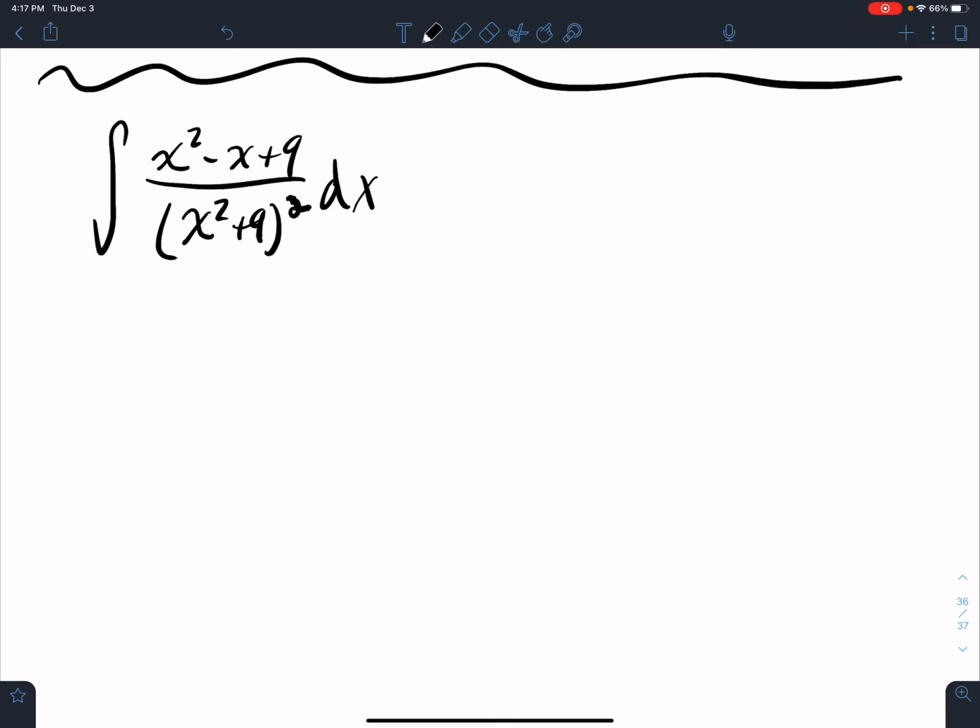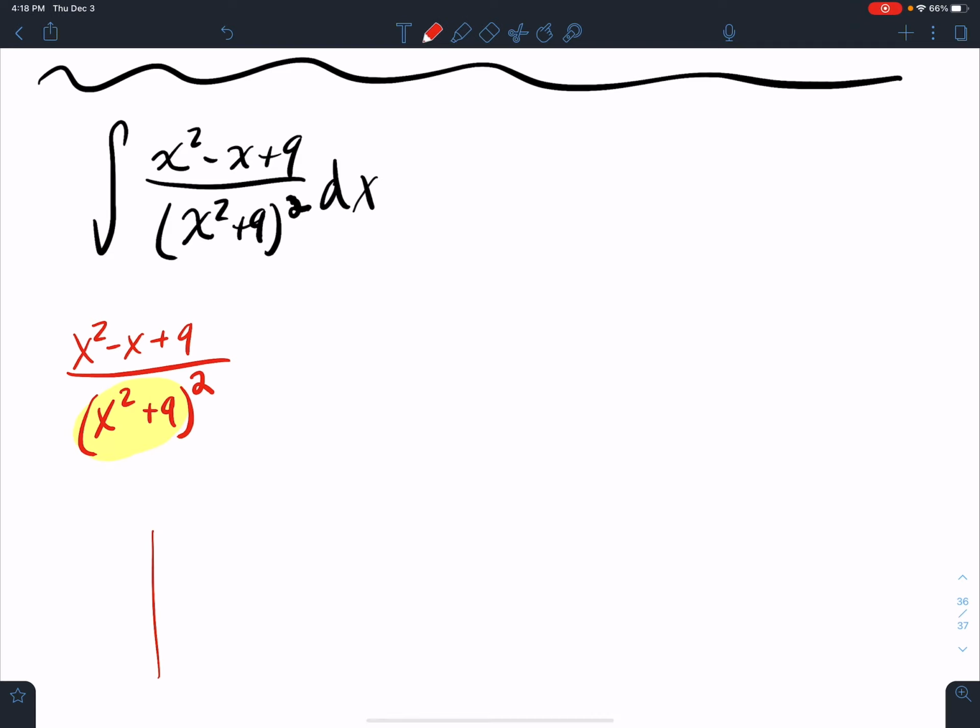for starters, we need to know how to set this up in partial fraction form. So I have x squared minus x plus 9 over x squared plus 9 quantity squared. So I have two factors of x squared plus 9. And x squared plus 9 is irreducible, meaning it's impossible to factor. If you think about it, it's a parabola shifted up 9 units, so there's no place where it crosses the x-axis, therefore it has no real factors.